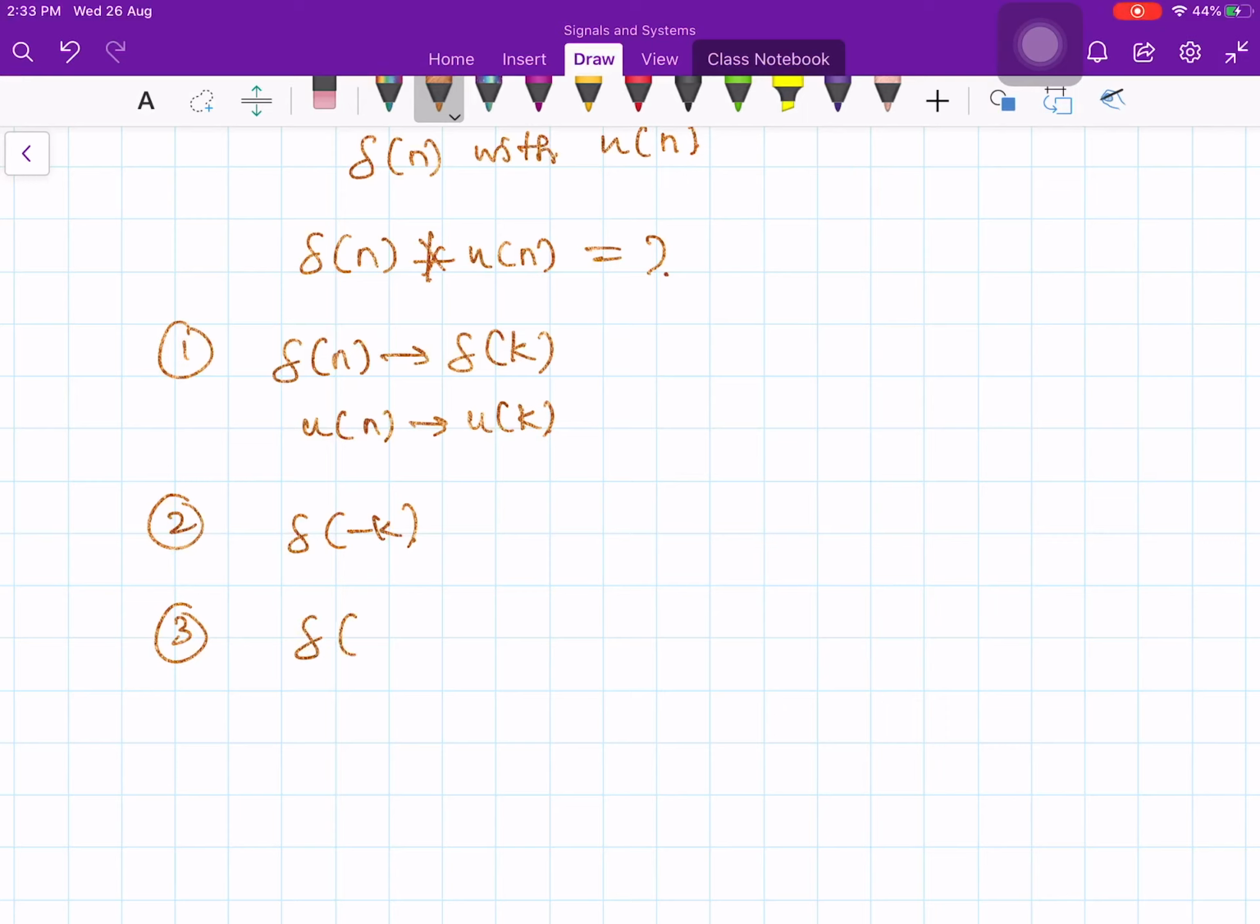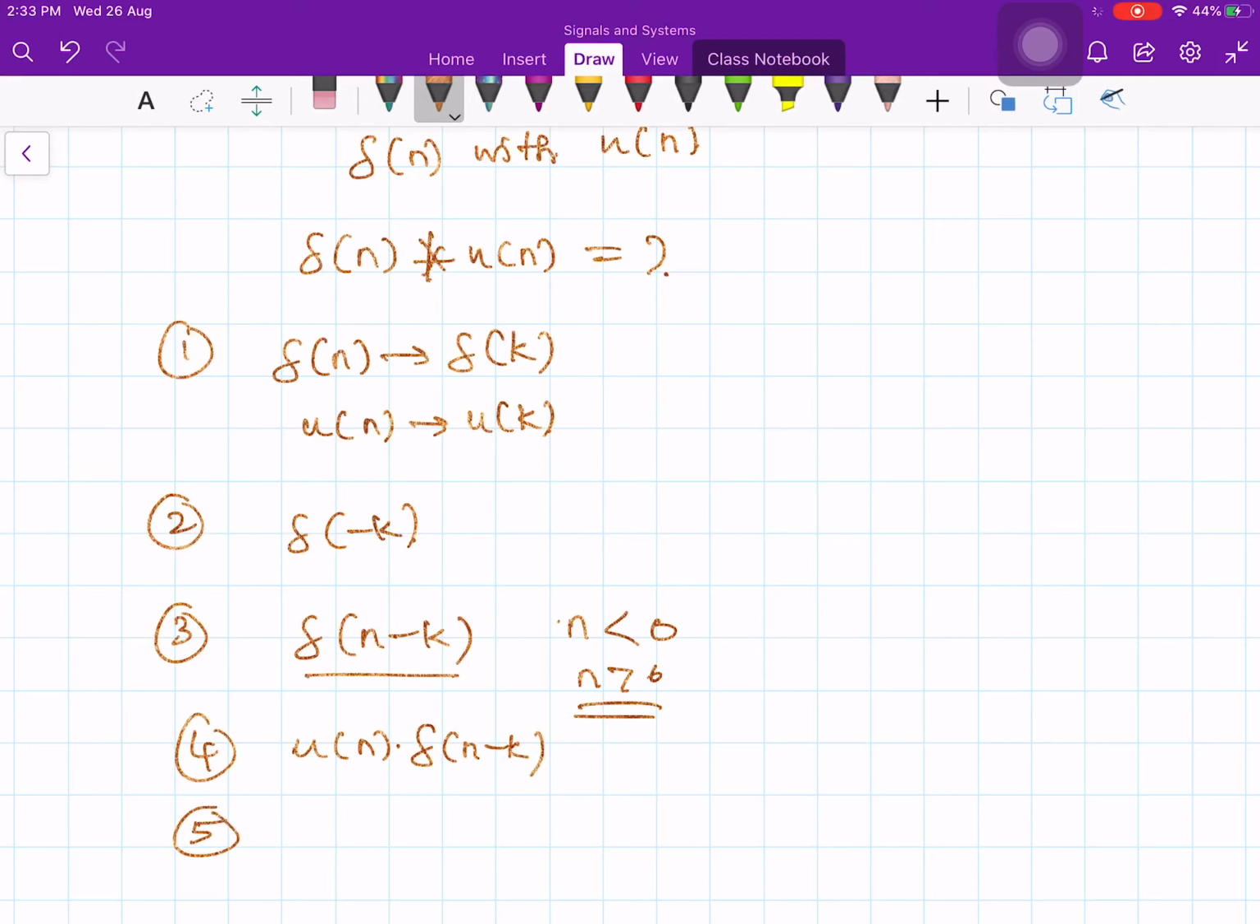Here let me consider n less than 0 and n greater than 0, two cases. And then the fourth step is to multiply this shifted impulse by the input u of n. So u of n times delta of n minus k. And the fifth step is sum them up. That's all. So these are the basic steps.